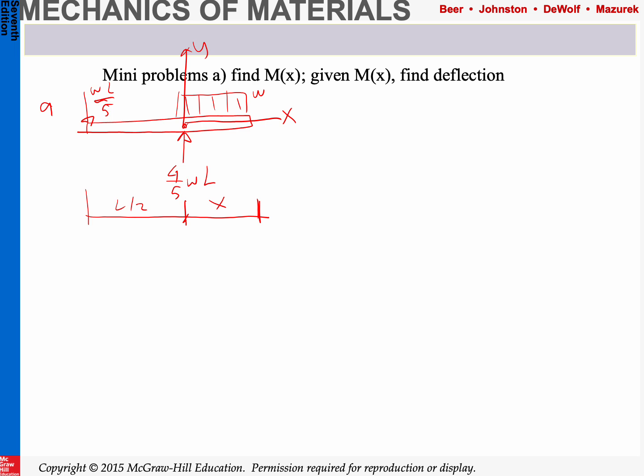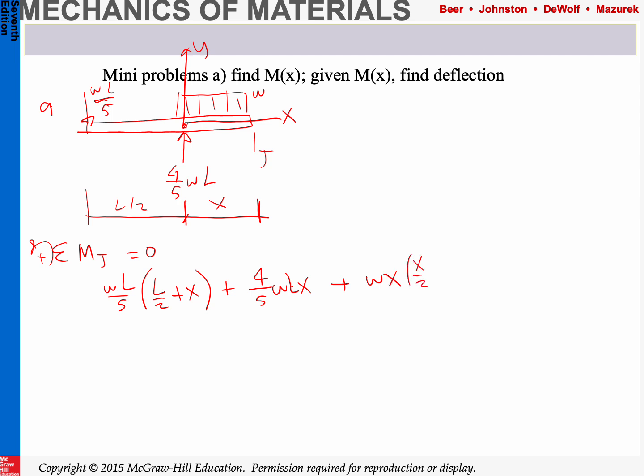So what we want to do then is, for that particular part, we sum our moments, again, about this point J. We end up with our point load, our reaction, times the distance, and our uniform load, again, times the distance, plus the M, that's the internal M, is equal to 0.